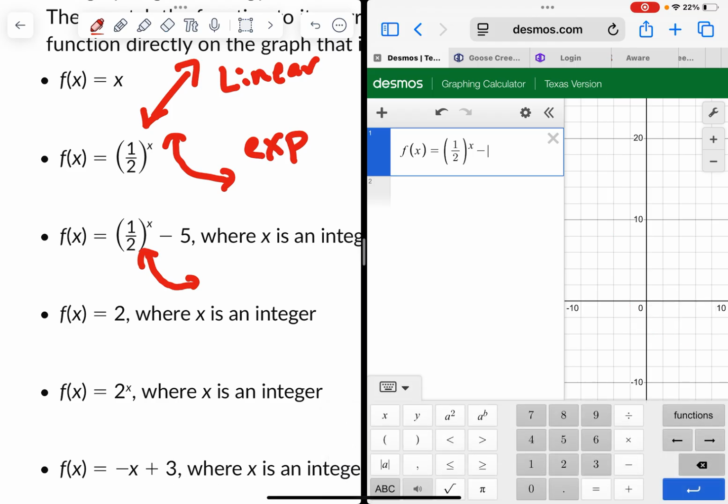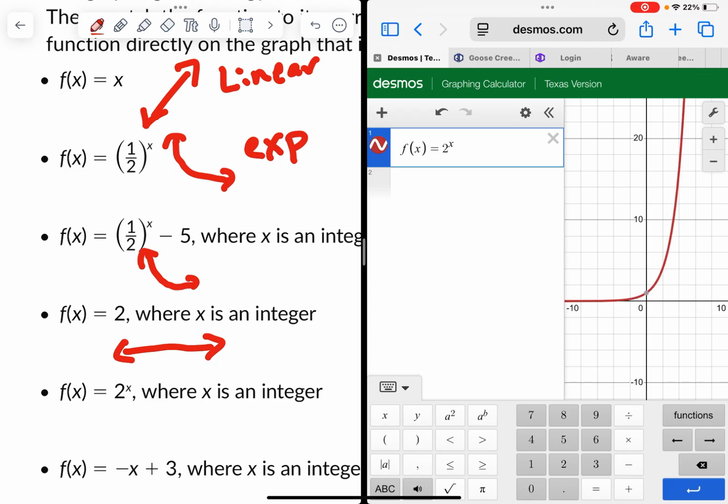F of x equals 2. That's going to be a straight line, and it's going to be a constant, okay? F of x equals 2 to the x. That one's going to be exponential.